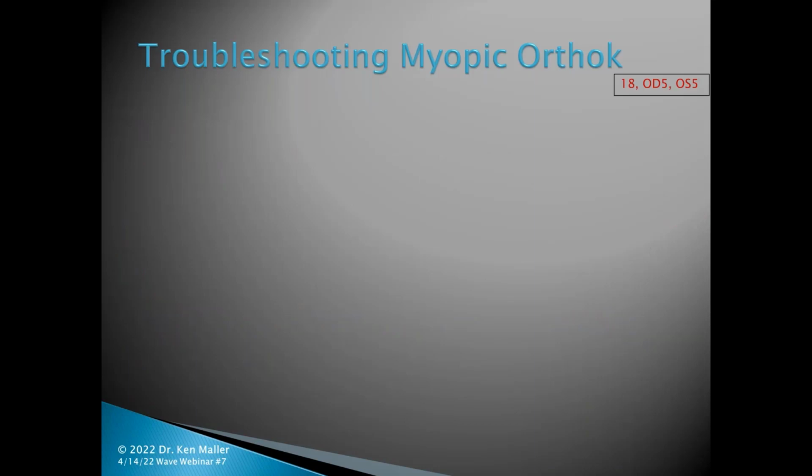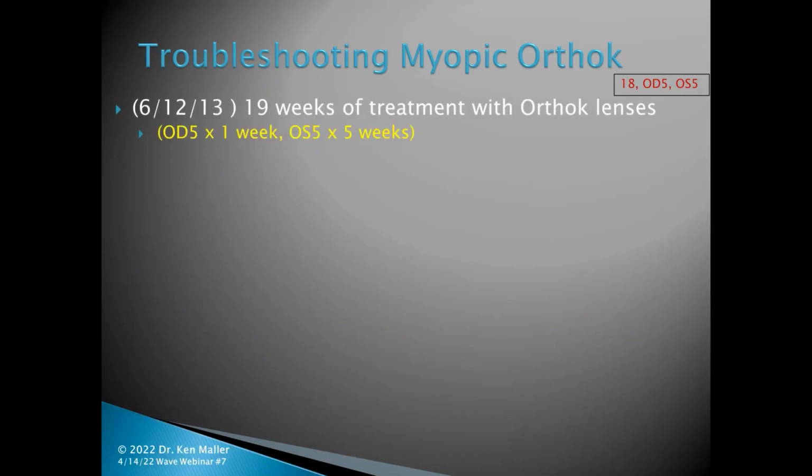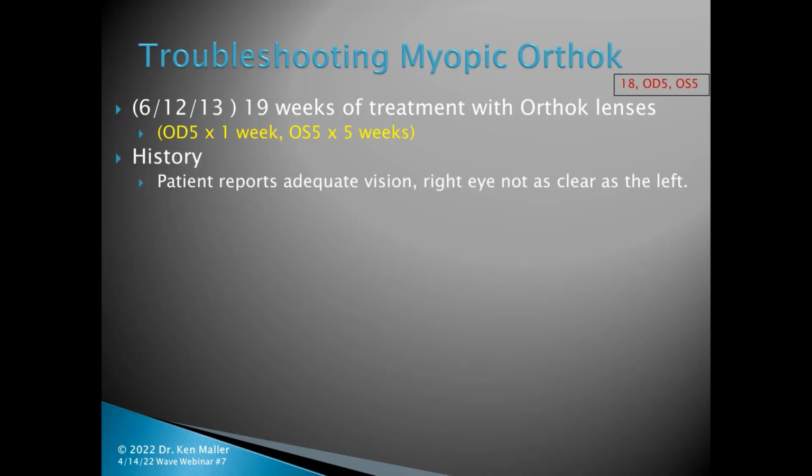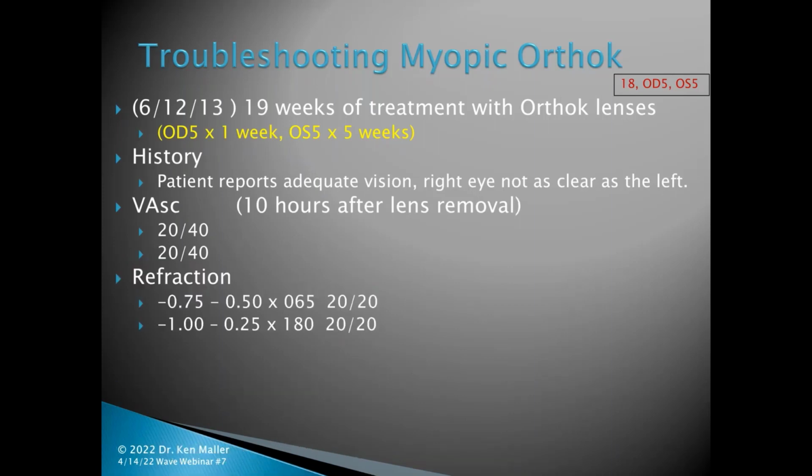So he's at his 18th visit, 5 lenses into each eye. He's had 19 weeks of treatment with Ortho-K, only 1 week though on this new right one, but he's been in the left one for 5 weeks now. Patient reports adequate vision, right eye not as clear as the left. He's 20/40 uncorrected in both eyes, 10 hours after they came off. And the refraction, once again, is about a diopter undercorrected in both eyes.